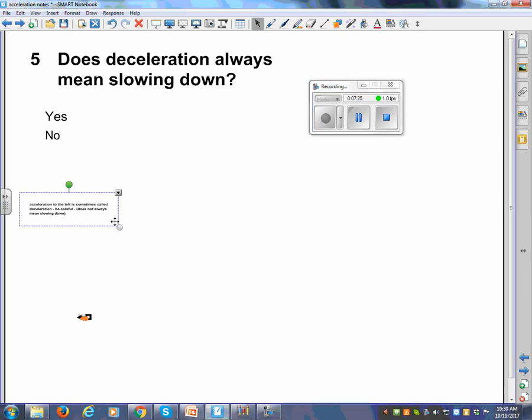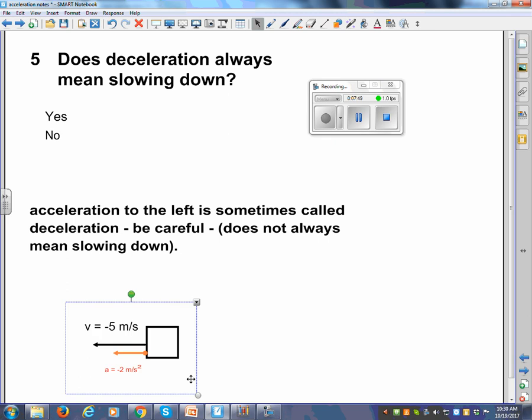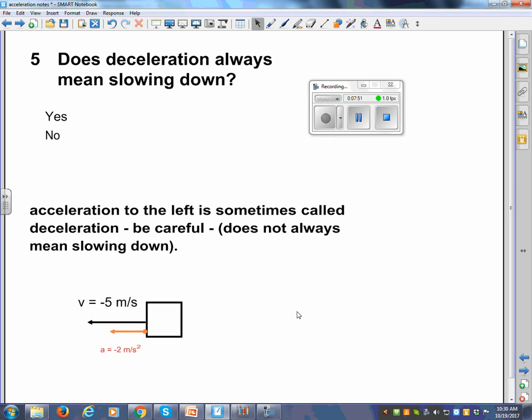Tough question. Well, you might want to jot some of this down here. So acceleration to the left is sometimes called deceleration because if it's negative, it was Trent who said deceleration is negative, right? But be careful, it does not always mean slowing down. Okay? Because, for example, what if I'm already, here's a three-body diagram, what if I'm already traveling to the left?